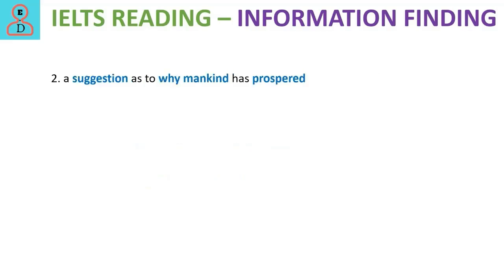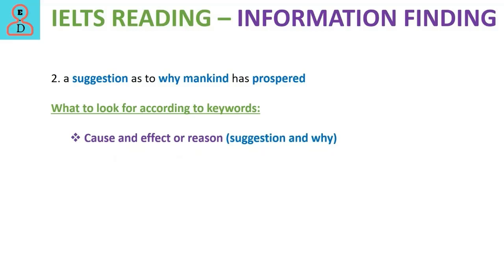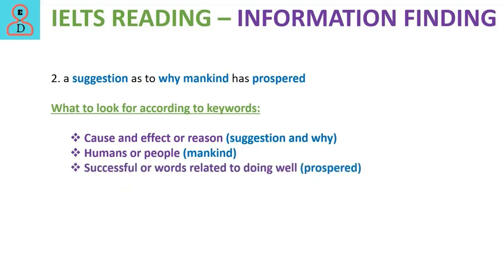In this statement, the keywords are suggestion, why, mankind, and prospered. So, combining first two keywords, suggestion and why, we have to look for a cause and effect relation or a reason in the paragraph. The next keyword, mankind, suggests that the paragraph talks about humans. And the last keyword, prospered, means to be successful or be better than someone else.